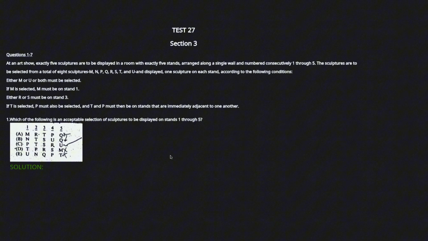So let's get started. The question we have here is: at an art show, exactly 5 sculptures are to be displayed in a room with exactly 5 stands, arranged along a single wall and numbered consecutively from 1 through 5. The sculptures are to be selected from a total of 8 sculptures, M, N, P, Q, R, S, T, and U, and displayed one sculpture on each stand according to the following conditions.